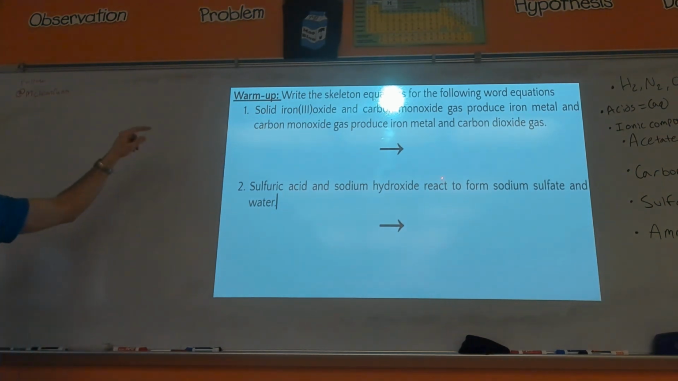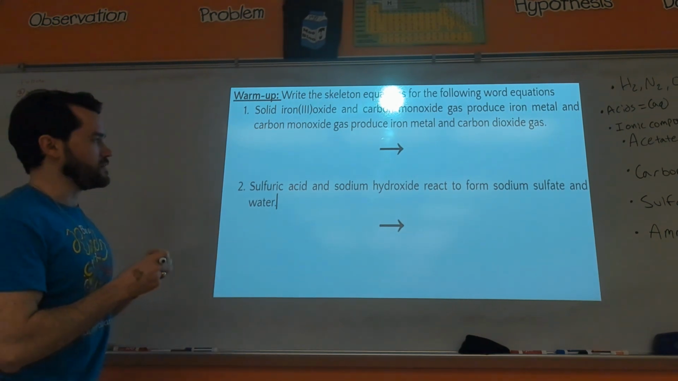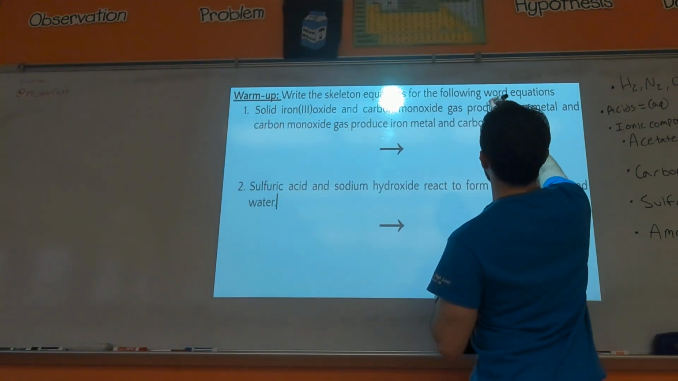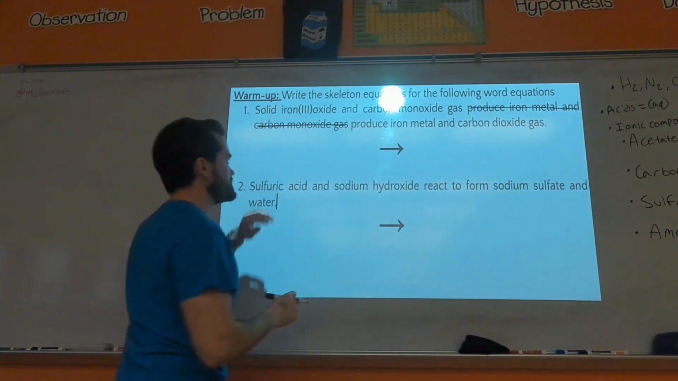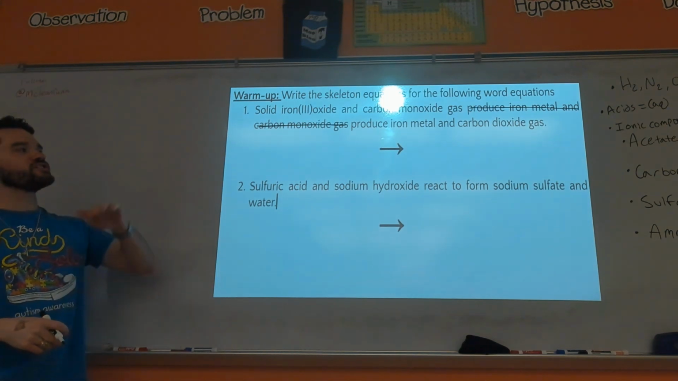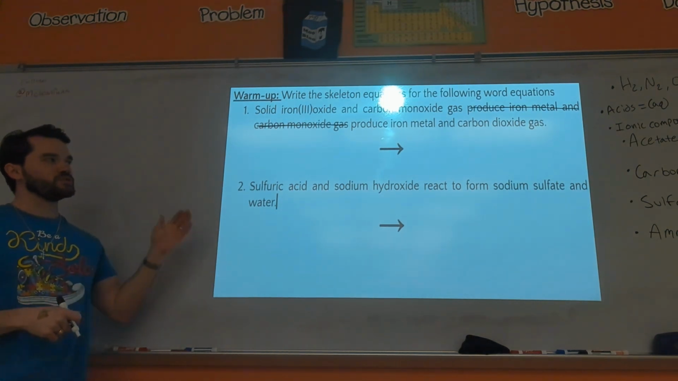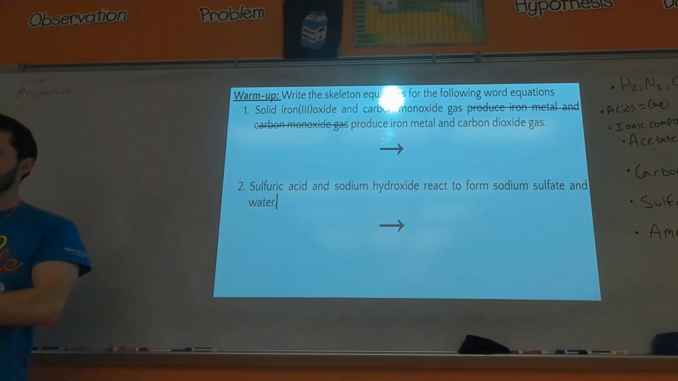I kind of goofed and I wrote it twice. So what this should say is you just cross out this here. Anyways, so here: solid iron 3 oxide and carbon dioxide gas produce iron metal and carbon dioxide gas.